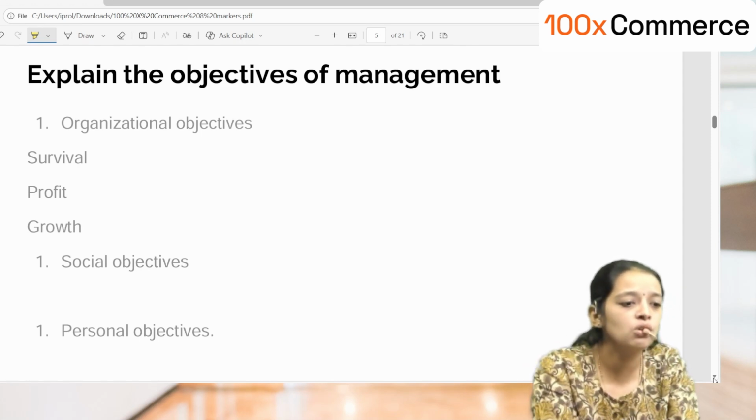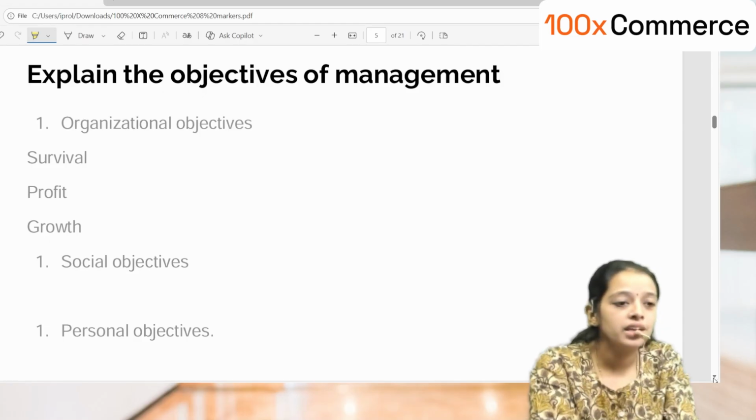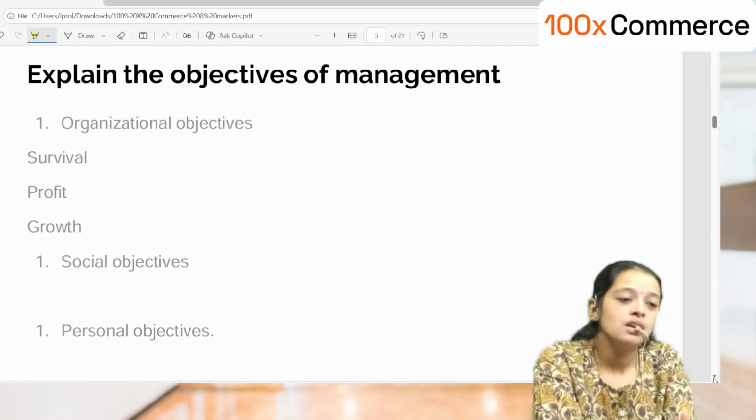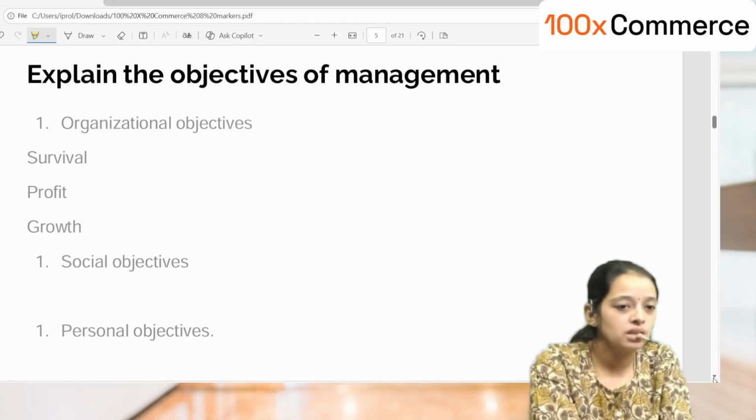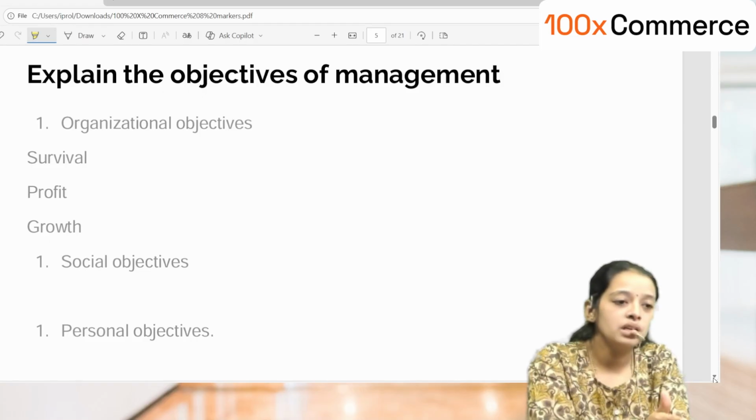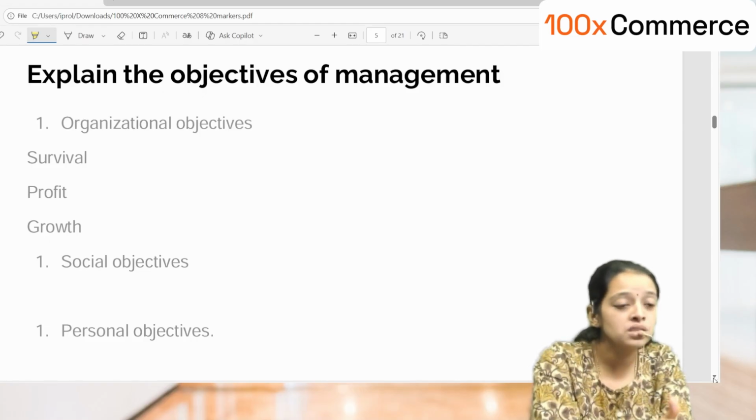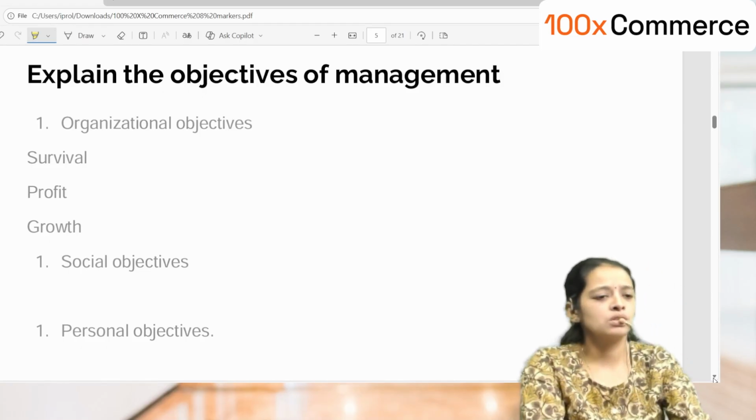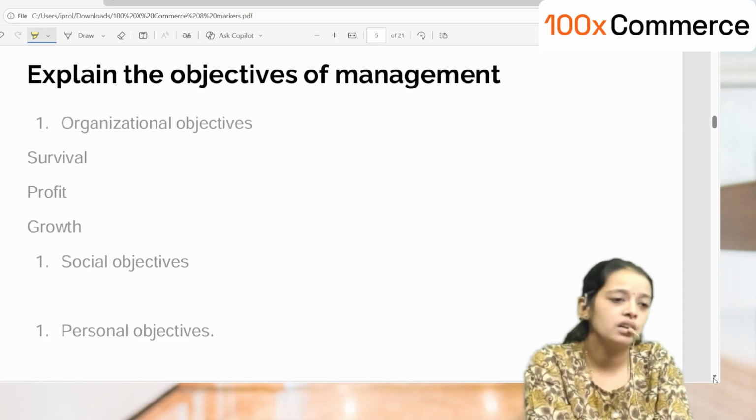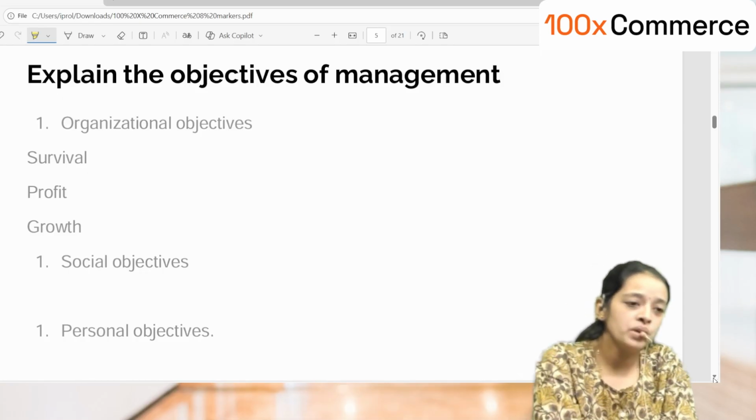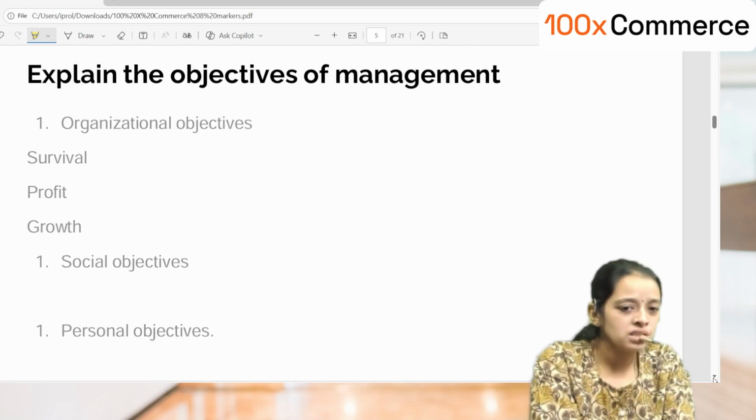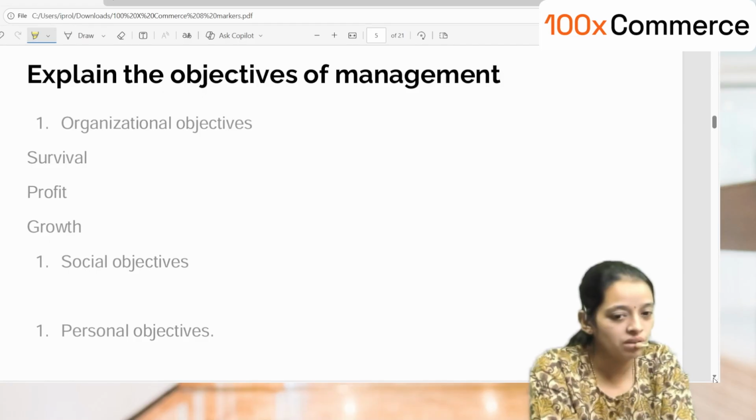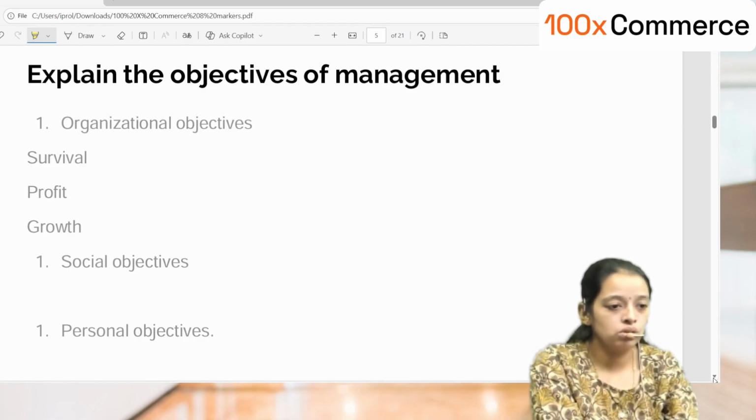So organizational objective is something very closely related with your business. Yes, first, every business, once it has been established, the management will strive very hard to survive in the market. That is survival. Because as we know, there is a lot of competition in the external world. Similar firms are there, competitors are there. So first thing is the management wants to survive itself. So that is survival. Then next one is growth, profit.